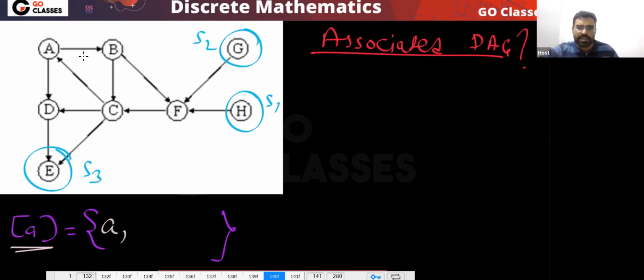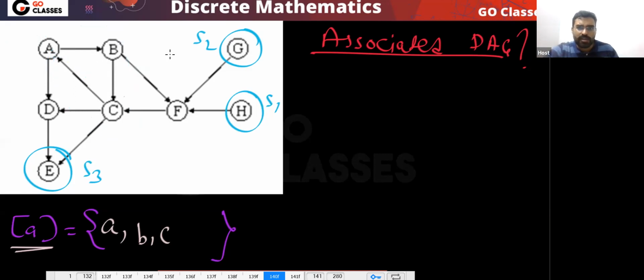Let's find out the strongly connected component of A. You can notice A will be there. B will be there or not? From A to B we have, from B to A also we have. So B also will be there, C also will be there.